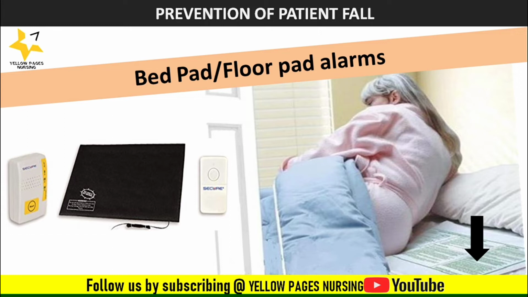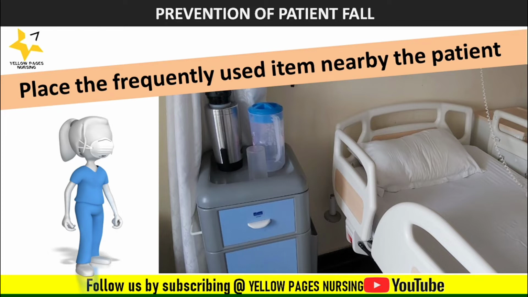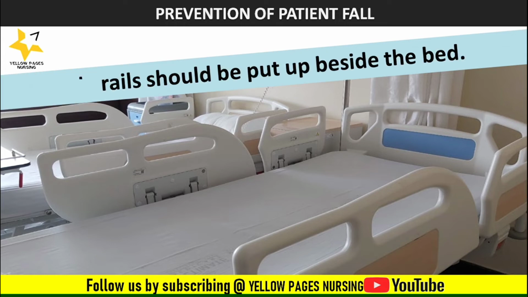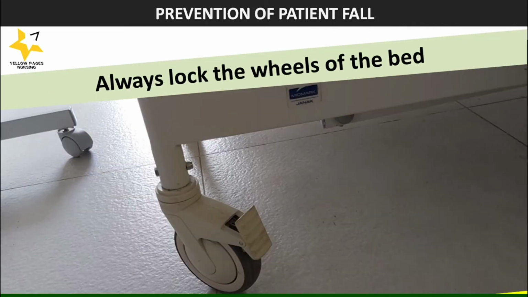Next is place the frequently used items nearby the patient, for example, spectacles, water, books, etc. Side rails should be put up beside the bed always as long as the patient stays on the bed. Next is always lock the wheels of the bed or the bed brake. This will prevent the movement of the bed.